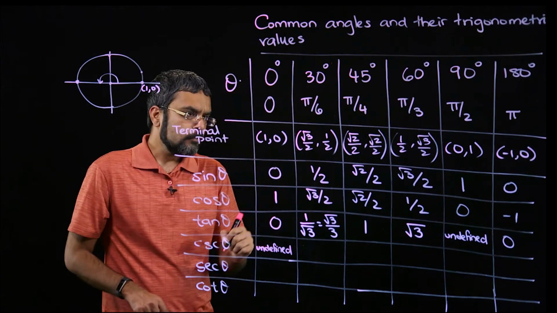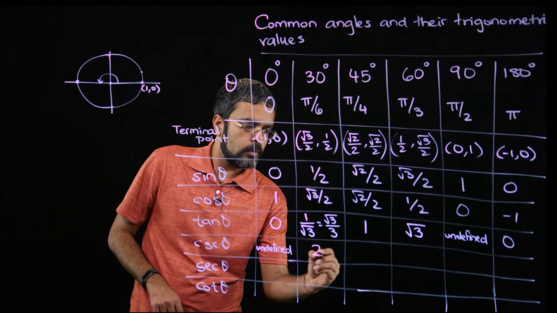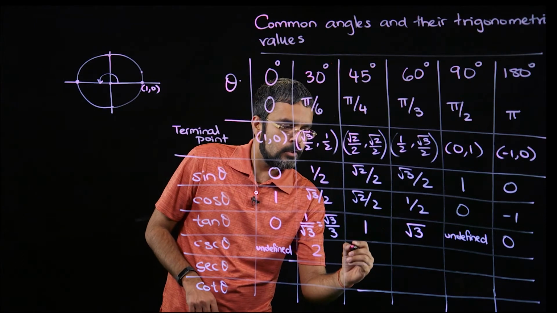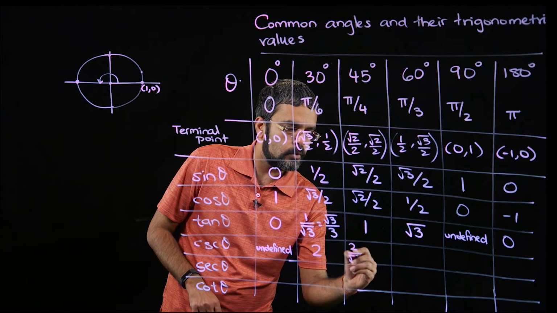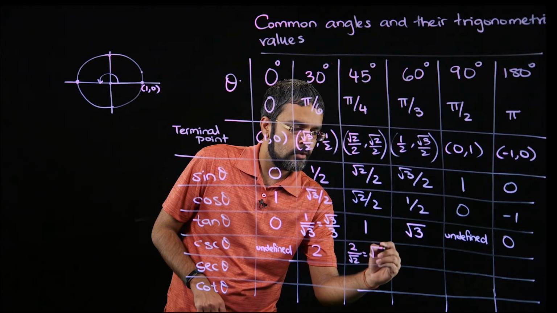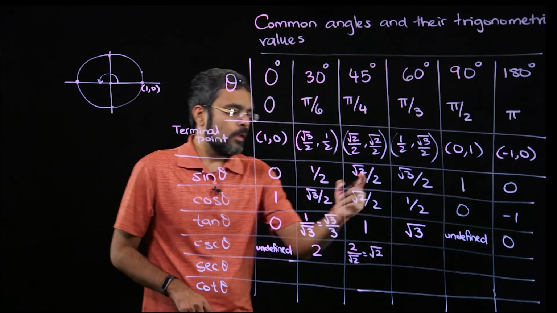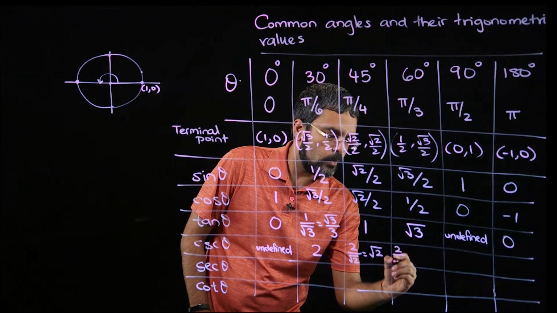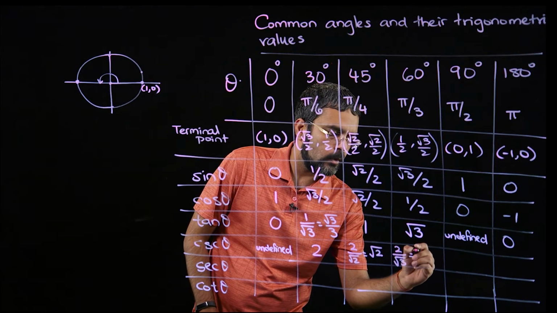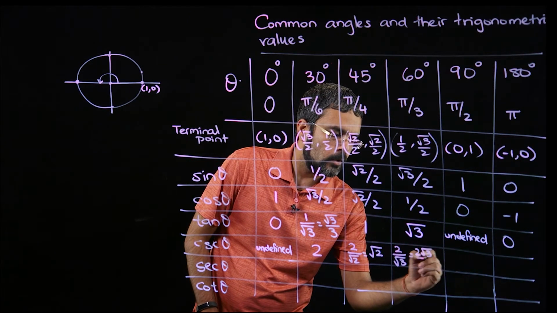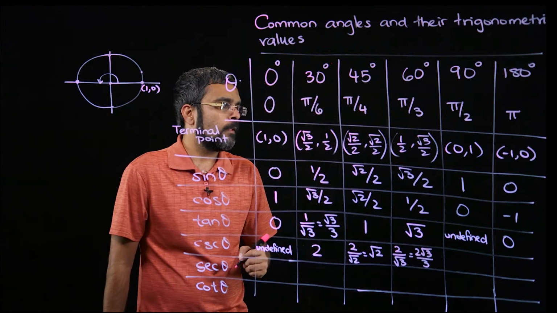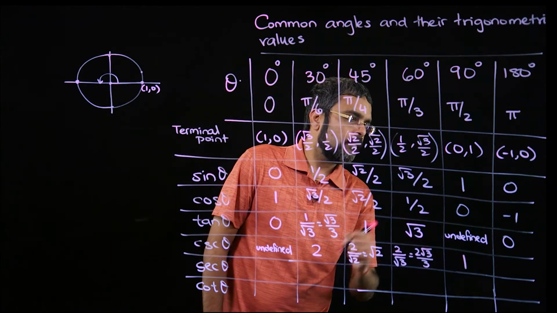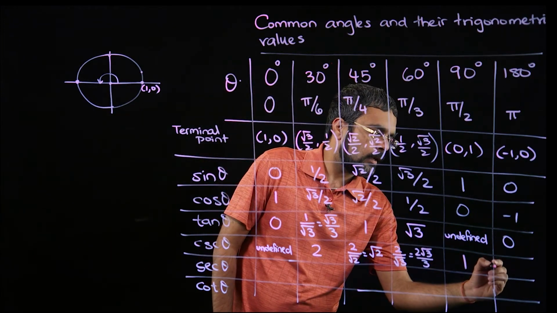Okay. And then this is going to be 2. This is going to be 2 over root 2, or simply put, root 2. This is going to be 2 over root 3, or I can look at it as 2 root 3 over 3. And this is going to be 1, and this is going to be undefined again.